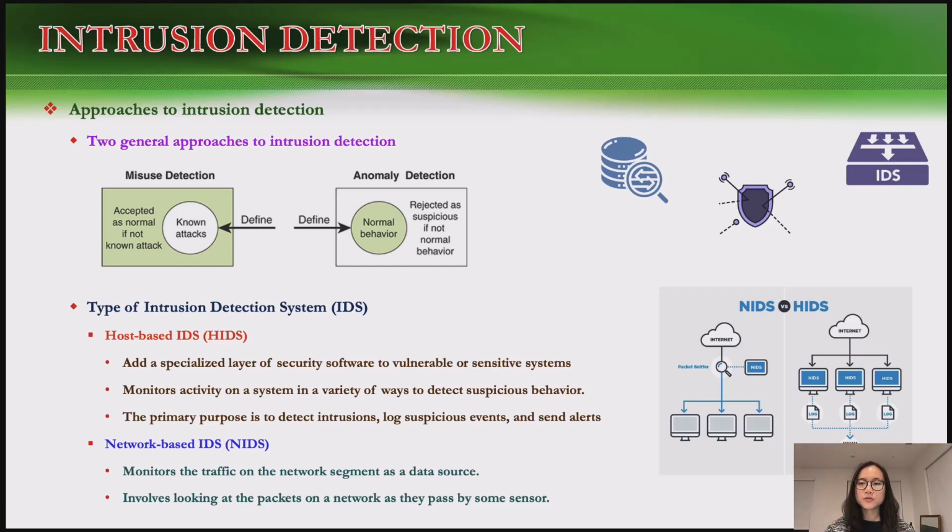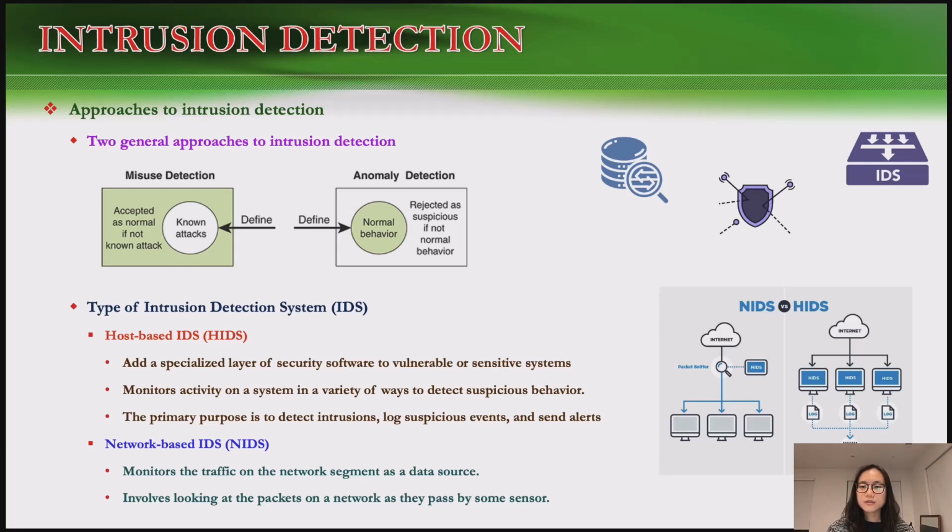In general, intrusion detection systems are classified into two categories, including host-based IDS and network-based IDS. A host-based IDS adds a specialized layer of security software to vulnerable or sensitive systems, such as a database server and administrative systems. It monitors activities on the systems in a variety of ways to detect suspicious behavior. In some cases, an IDS can prevent an attack before any damage is done, but its primary purpose is to detect intrusion, log suspicious events, and send alerts.